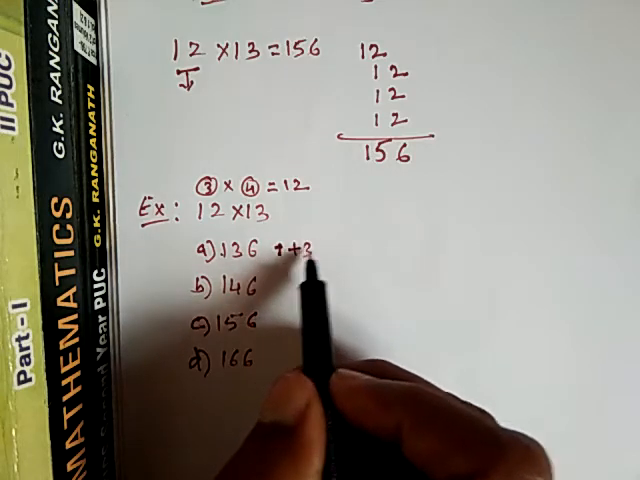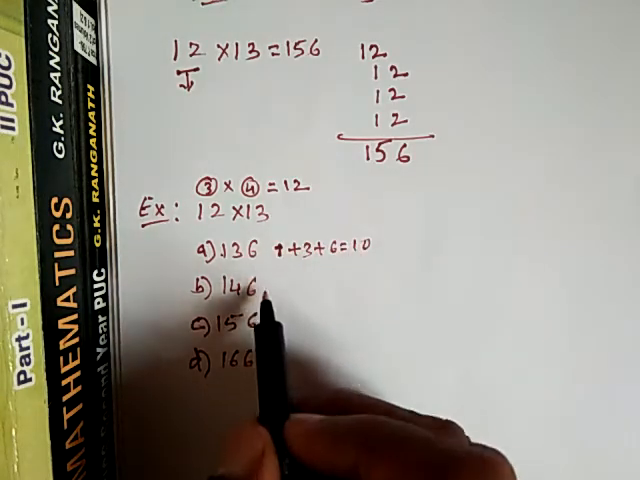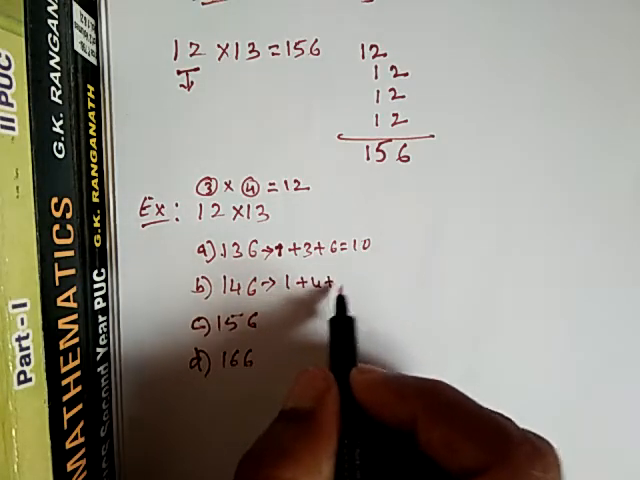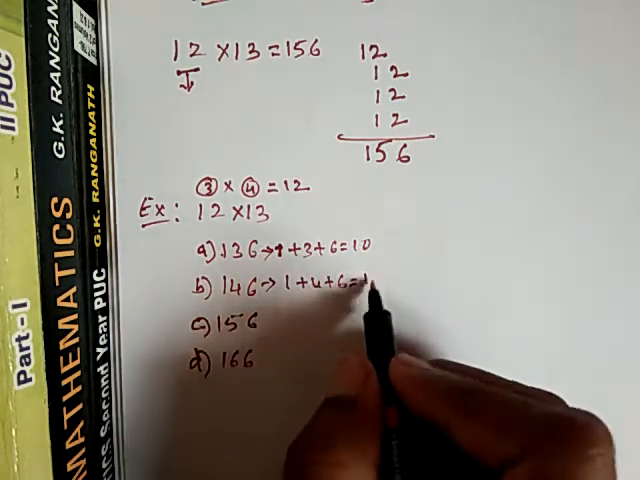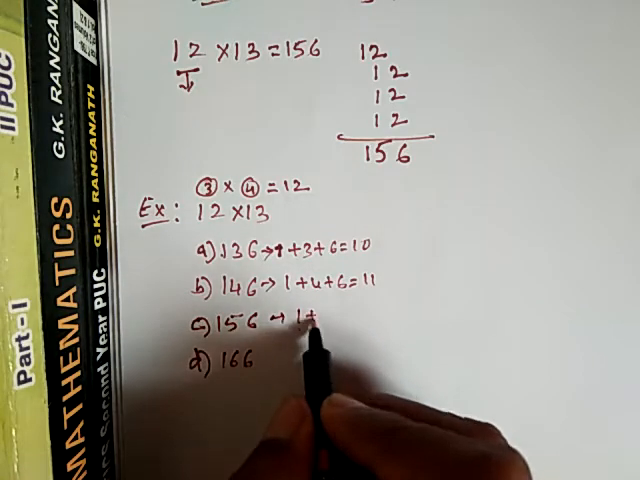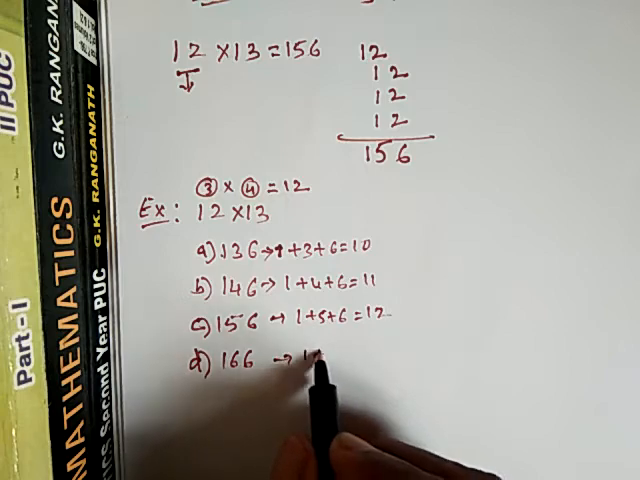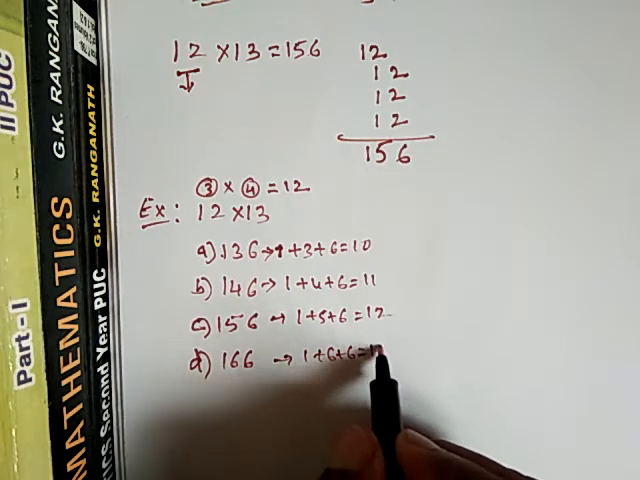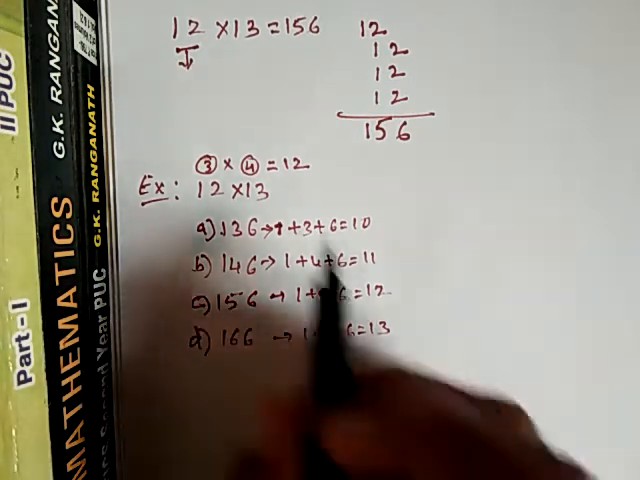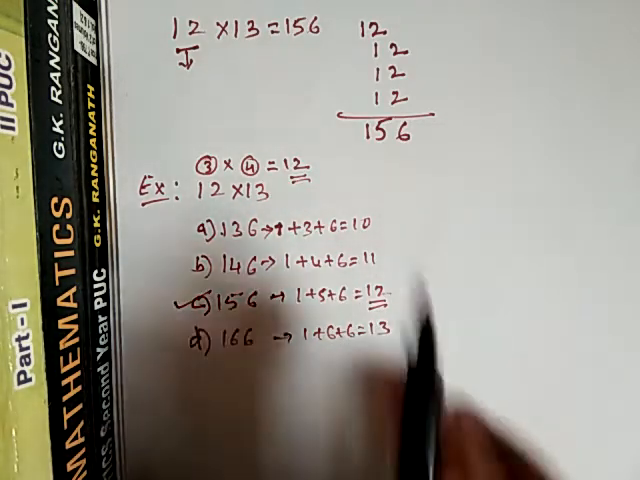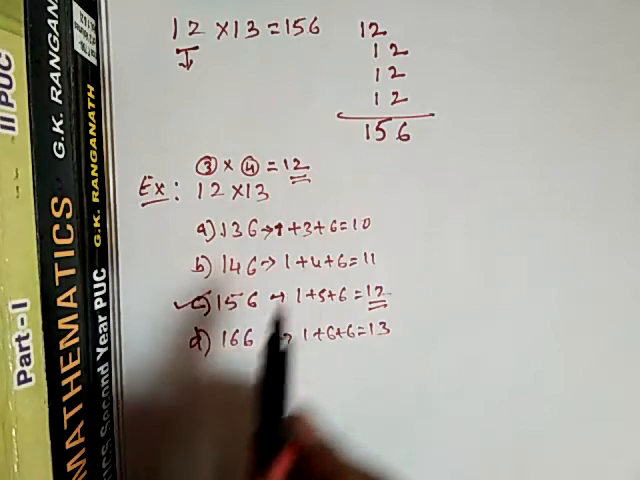Now you can say here, 1 plus 3 plus 6 is 10. Next here 1 plus 4 plus 6 is equal to 11. Here it will be 1 plus 5 plus 6 is equal to 12. Here it will be 1 plus 6 plus 6 is equal to 13. So here it is 12. So you can say here also it is 12. So the answer is 156. By multiplying like this also you can go.